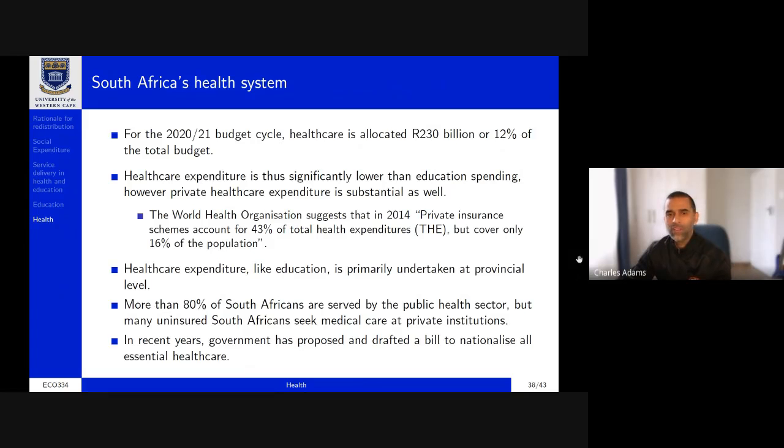All right, so South Africa's health system. For the 2021 fiscal year, healthcare was allocated 230 billion rand, or about 12% of the total budget. And expenditure is significantly lower than education. However, private healthcare expenditure is substantial as well, right? So there's much more expenditure in private healthcare compared to public healthcare than is the case for education, okay?